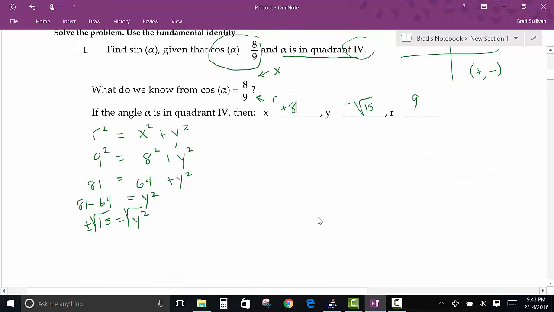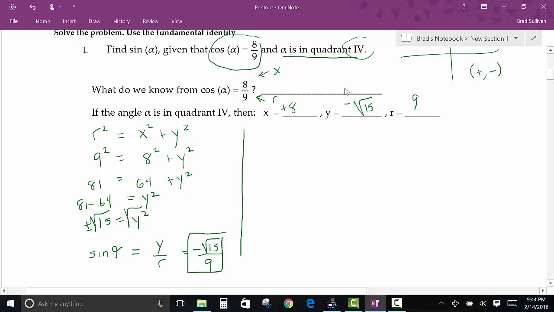Okay, so now the problem said we wanted to find the sine of alpha. If we find the sine of alpha, we know that's y over r. We just found that y was negative square root of 15, and we were given that r is 9. So that would be the solution of the problem. That is one way to do that problem.